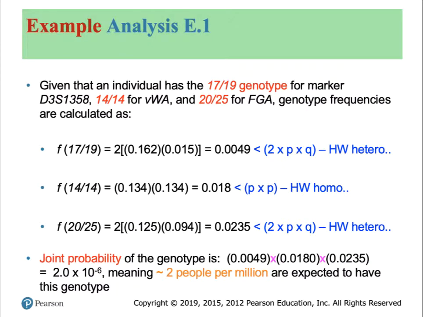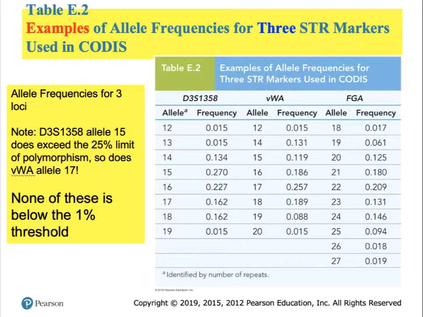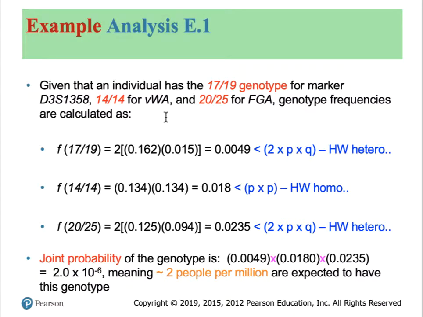Suppose we go back to the original 3 samples that we looked at here, and using these frequencies for suspect DNA, we continue to calculate for this individual, a suspect, that he or she has a 17-19 genotype for the first marker, a 14-14 genotype for the second marker, and a 20-25 genotype for the third marker. How do we calculate the probability that we have the suspect? And the answer is straightforward.